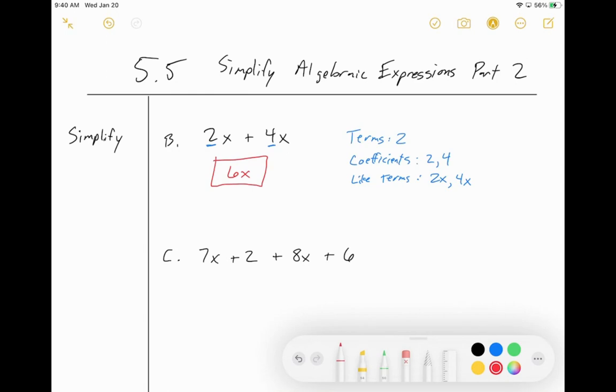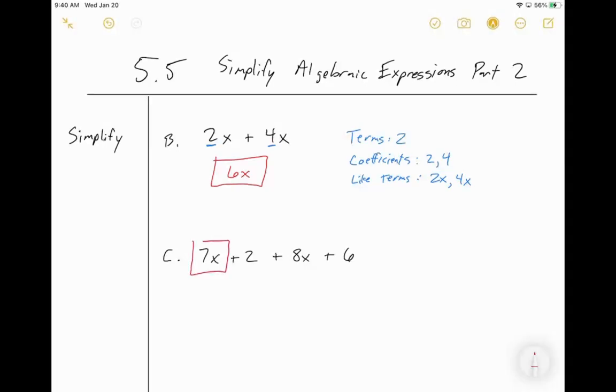All right, so the first thing I'm going to do, if they're all adding, which is good, is put boxes or underline or something to show that I know which shapes are together, which ones are like terms. So a couple different ways to do this. I like to look at this: I know 7x and 8x are both like terms.